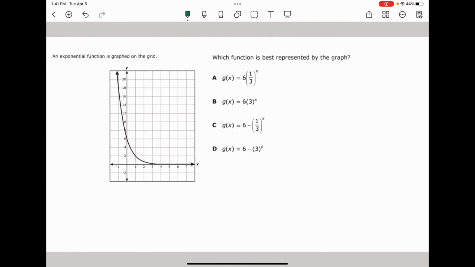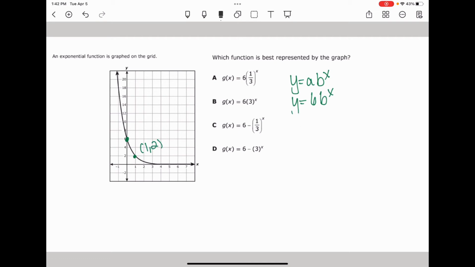So this gives me a function, and once again, it's asking me to write the equation. So remember to always look for the starting value. So we have y equals a times b to the x. So this equation is going to start off at 6, so I have 6 times b to the x. So I'm going to choose this next point right here, this point 1, 2, and plug that in for x and y to solve for the value of b.